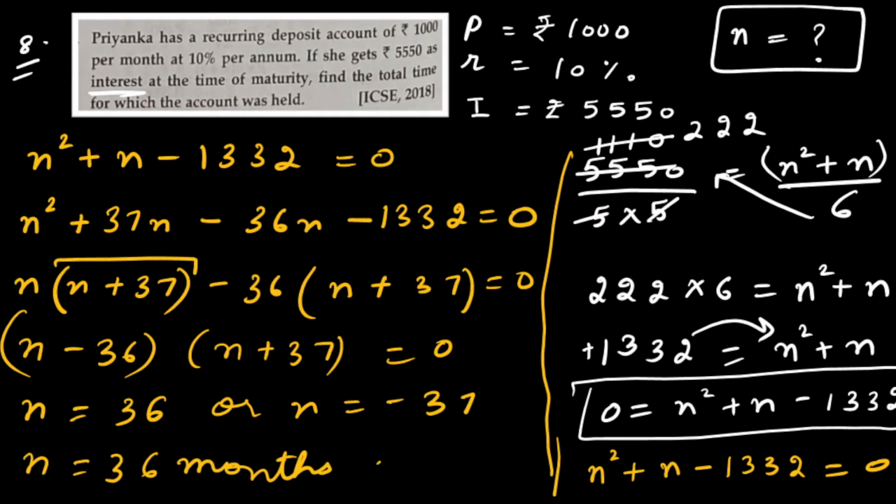So I hope this question is clear. n is equal to 36 months. Anyone, any doubt? 36 months. Yes, 36 months. It's 3 years. It is not 2 years. If you want to write it in the answer, 2 years is 12 months, so 3 years you can write. Although here it is not mentioned to write the answer in years, so we can only write 36 months.